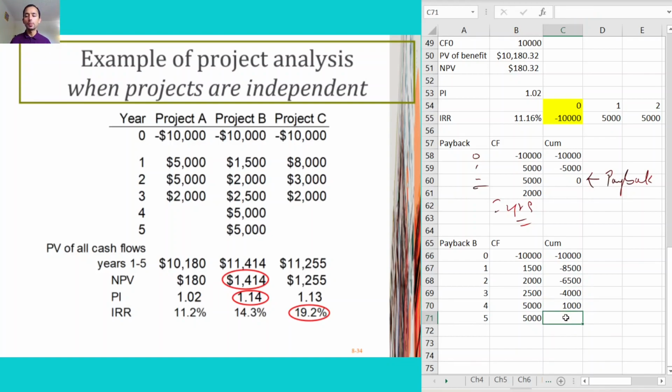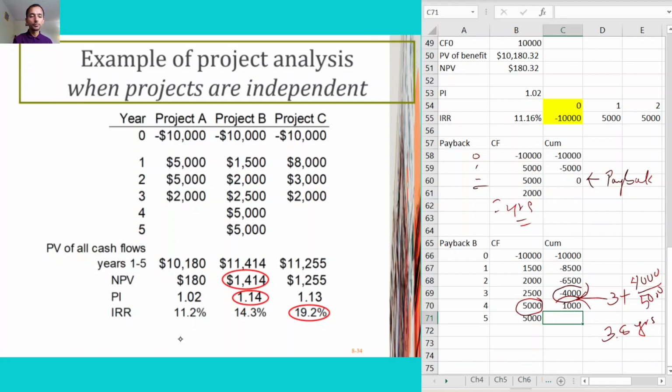We completely ignore this part. So we know it became positive between year 3 and 4. So we know the payback is somewhere here. So we know payback is 3 plus, if you recall the formula, what I need, here I need to recover 4,000, right? On year 4, I need to recover 4,000, but on year 4, I could recover 5,000. So that's 3.8 years. All right.